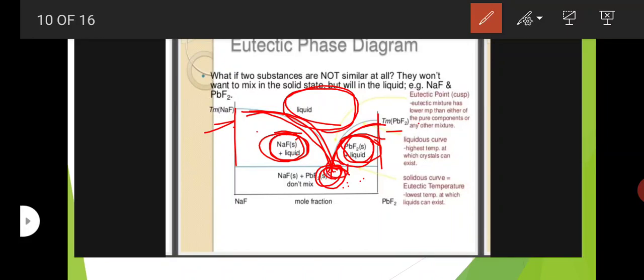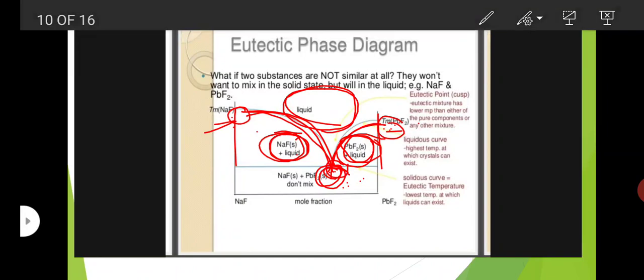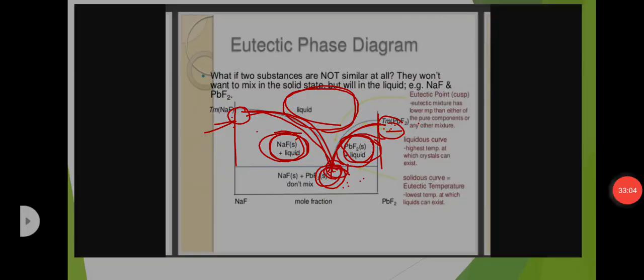So this area is called the eutectic point. That eutectic mixture has a lower melting point than either of the pure components. Here the pure components have high melting points. Here also the pure component has a high melting point. When these two are mixed with each other, the melting point comes down, meaning the mixture of these two components has a lower melting point. So this point is called the eutectic point. At this point these two have lower melting point values.